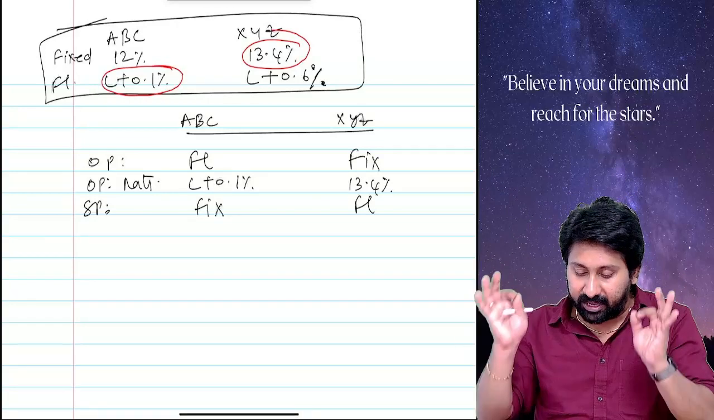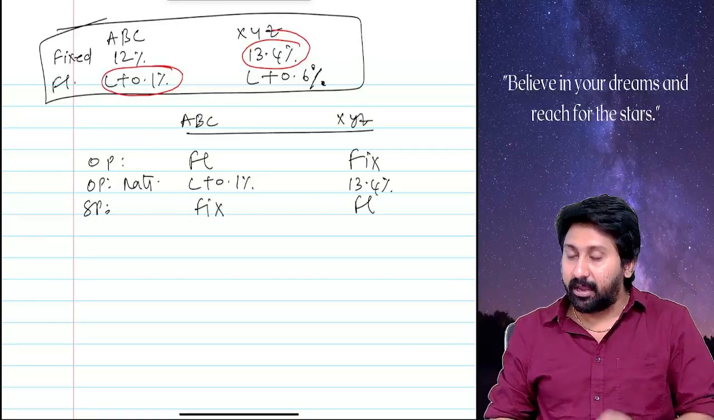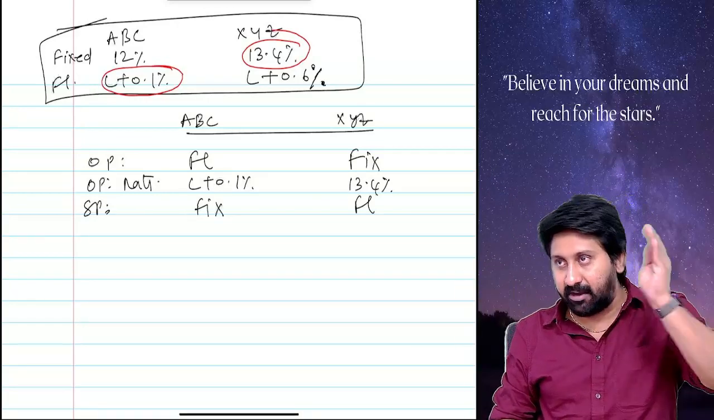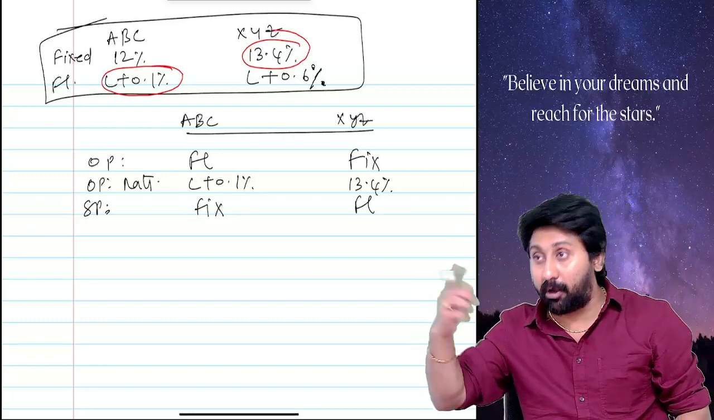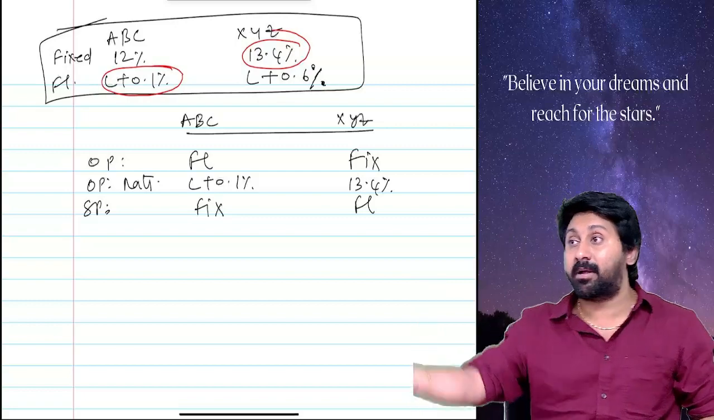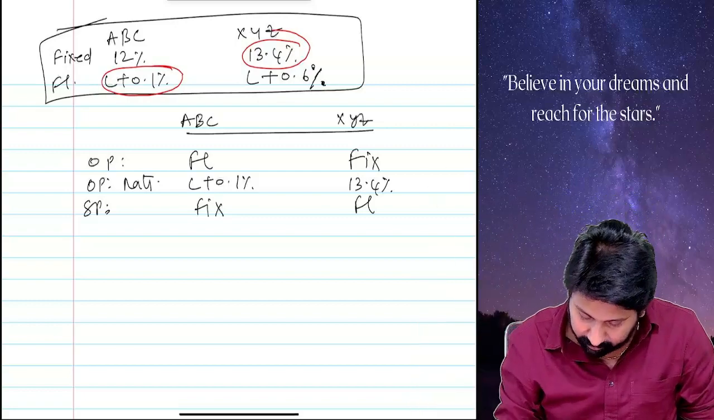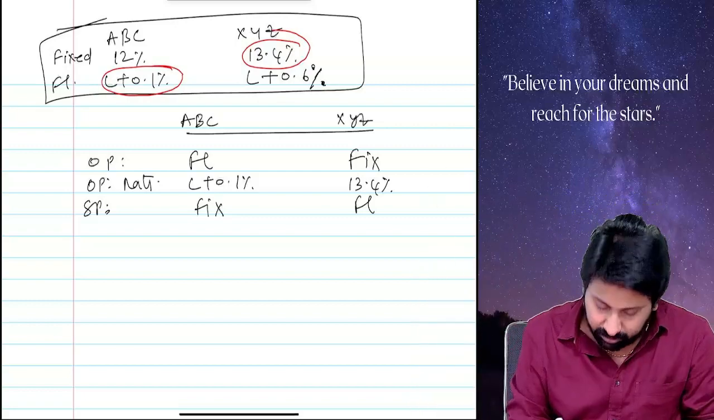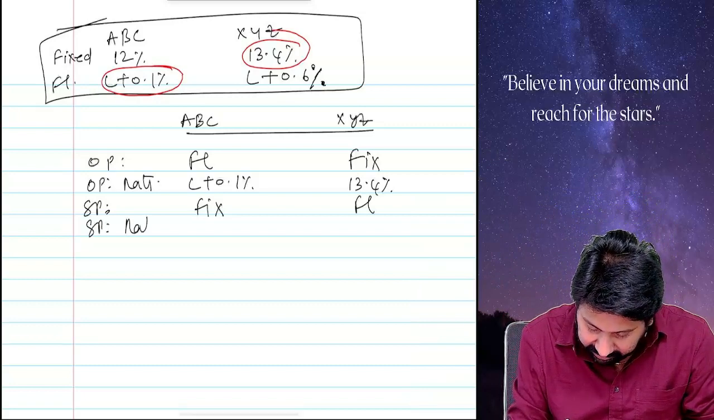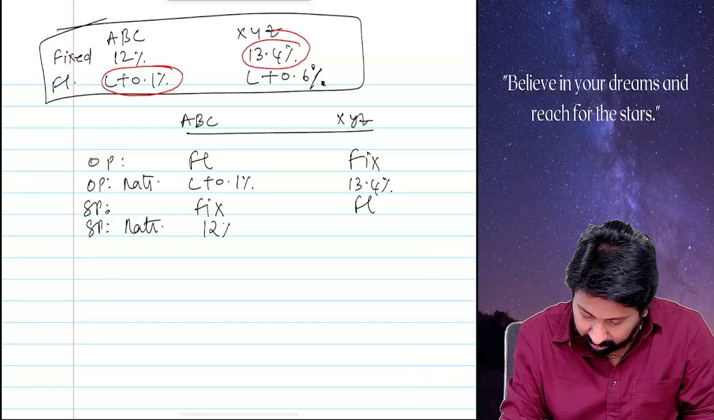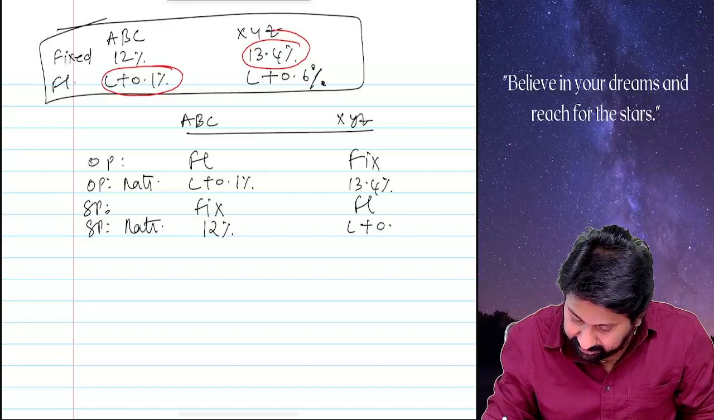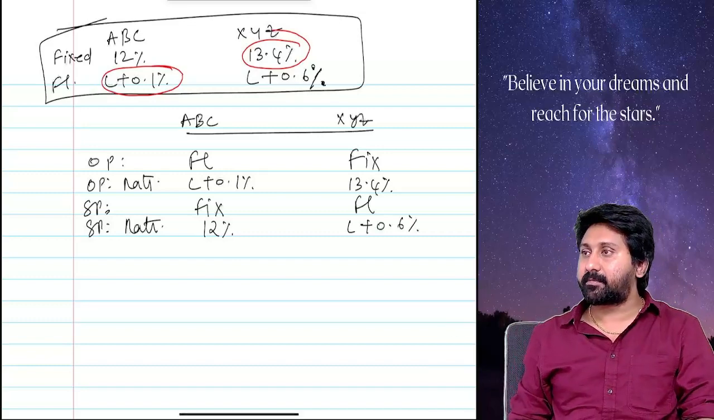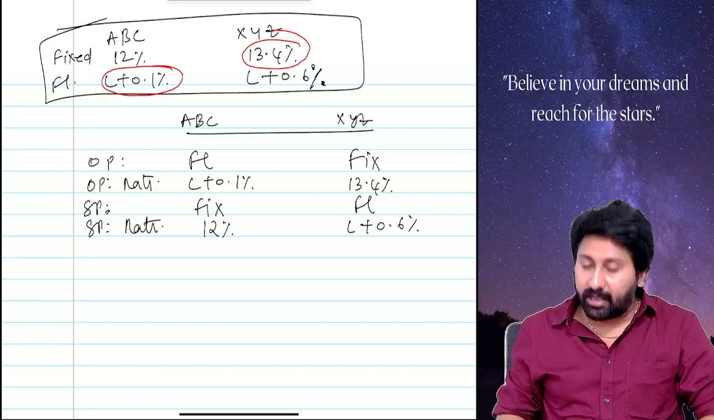For whom will ABC borrow? ABC will borrow at the fixed rate, for XYZ. XYZ will borrow floating, for whom? ABC. Reverse situations, understood? Tell me, in the swap position, what are the rates? 12% fixed, and floating is LIBOR plus 0.6%. Correct? Now, this is the situation.